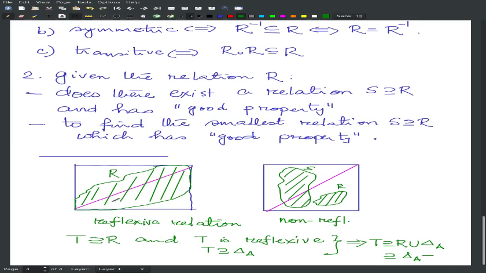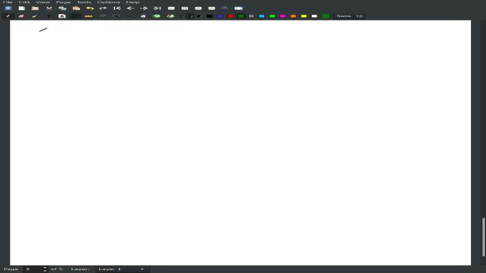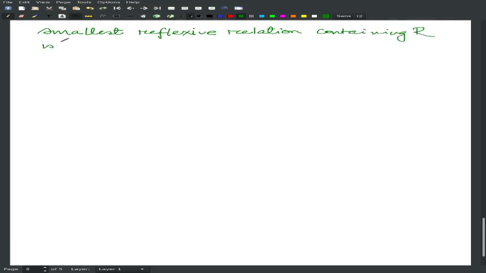So the smallest reflexive relation, so we immediately conclude the smallest reflexive relation containing R is R union delta A. Okay, clear?